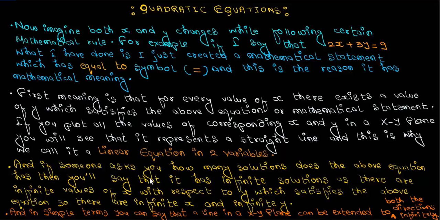And if someone asks you how many solutions the above equation has, then you will say that it has infinite solutions, as there are infinite values of x with respect to y which satisfy the above equation. So there are infinite x and infinite y. And in simple terms, you can say that a line in an xy plane can be extended in both directions infinitely.